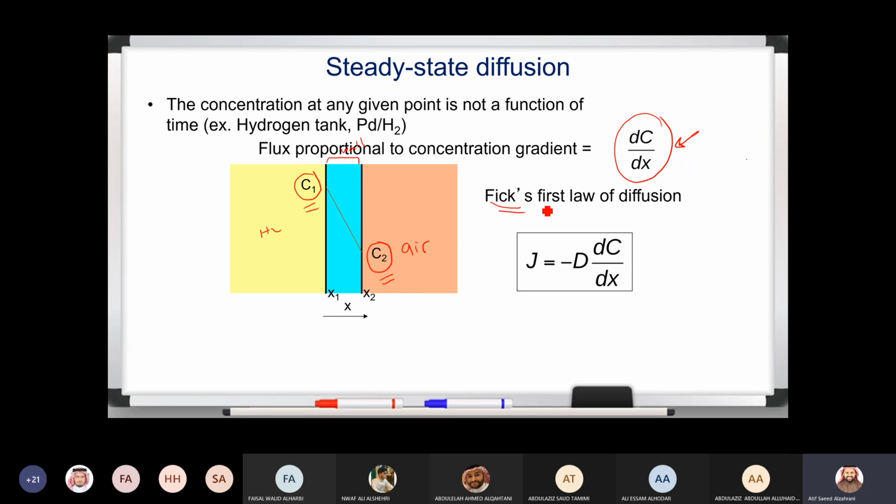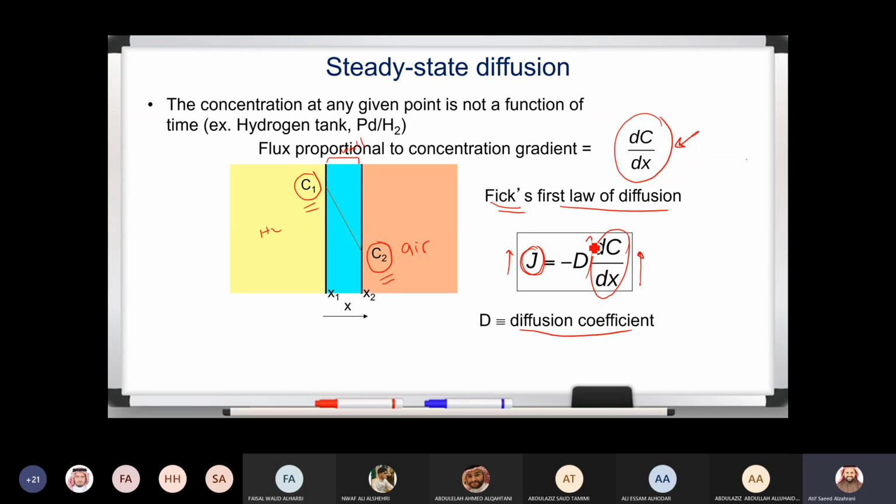It's called Fick's first law of diffusion. The diffusion flux here, how much material is going through this membrane, equals minus D, where D is the diffusion coefficient. We're going to talk about it in detail in the next class. And we have dC over dX, which is called the driving force in this case. So if you increase dC over dX, you will end up with a higher J.